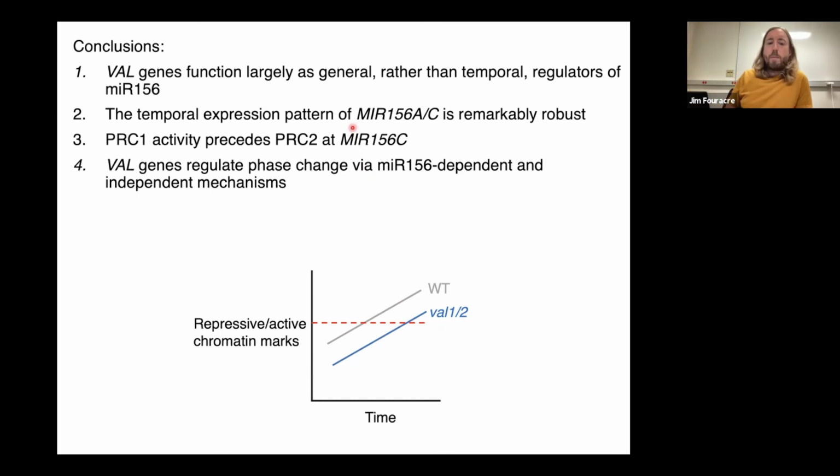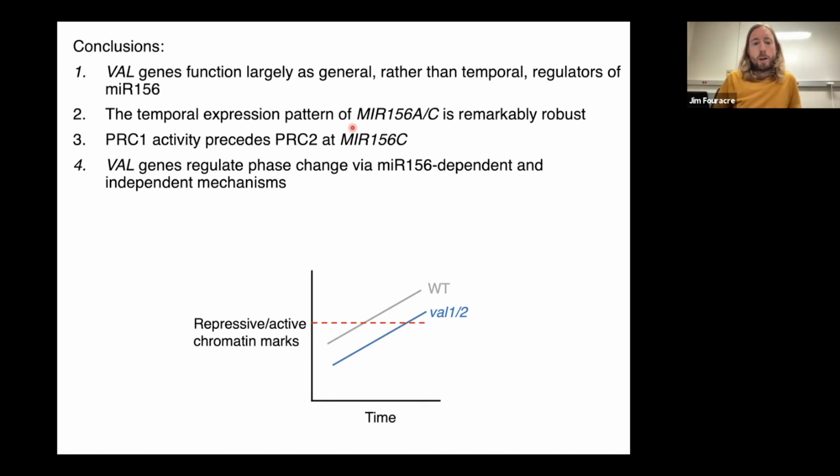Secondly, the temporal expression pattern of 156A and C is remarkably robust. So you get rid of all VAL activity, you get rid of VAL1 binding sites, and, what I haven't shown you here, you get rid of PRC2 components in a VAL1 background, and you still see this remarkable temporal decline in 156 expression. So it looks like plants have evolved a really robust mechanism for buffering 156 expression. It appears very important to plants that 156A and C have this temporal pattern of expression.